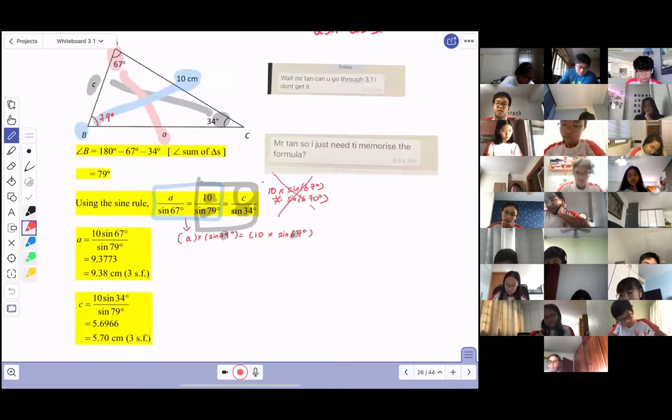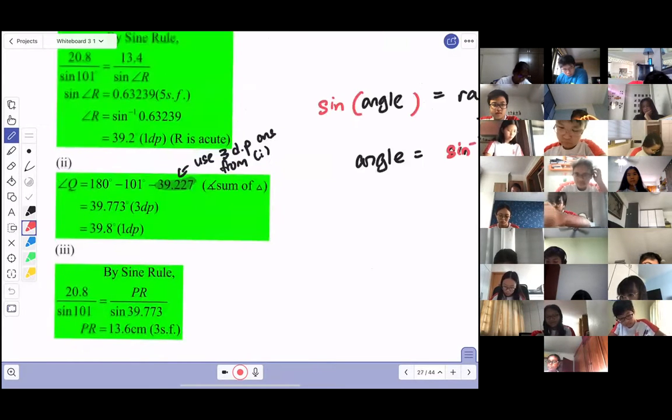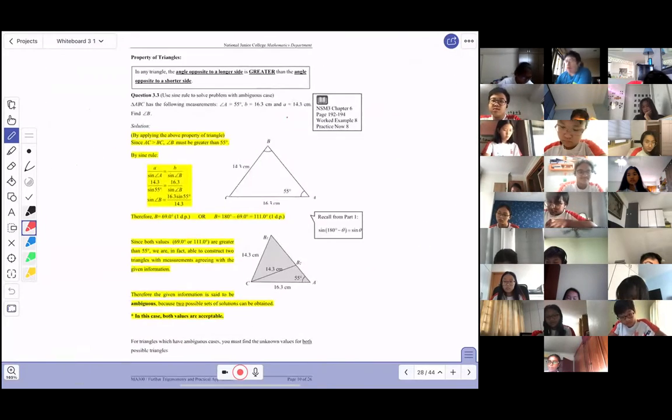Again, if you are stuck, just let me know whether you're comfortable. Okay, I'm going to go to question 3.3. Sorry, one girl asked for question 3.3. I held up for quite long.